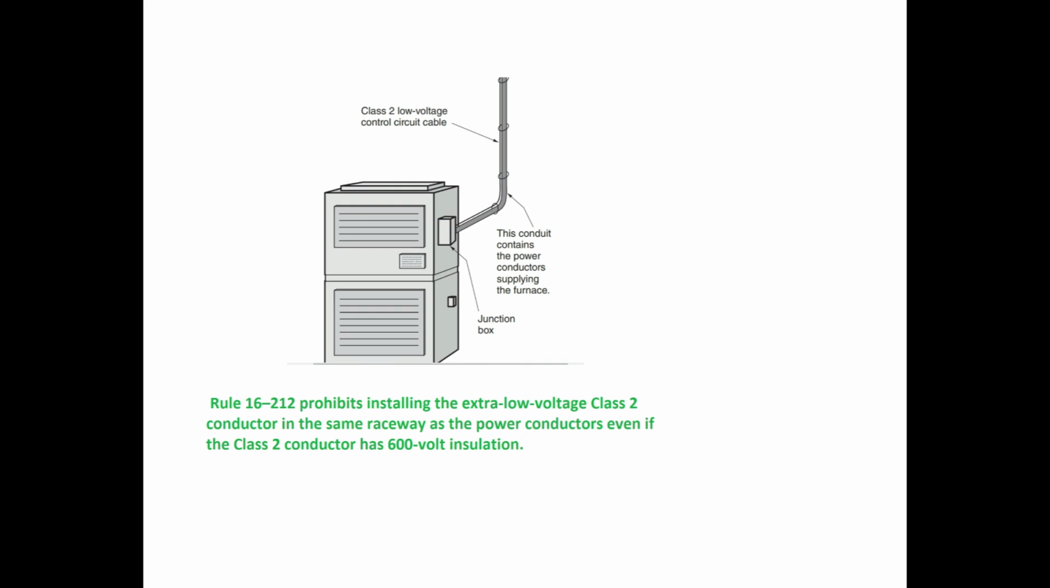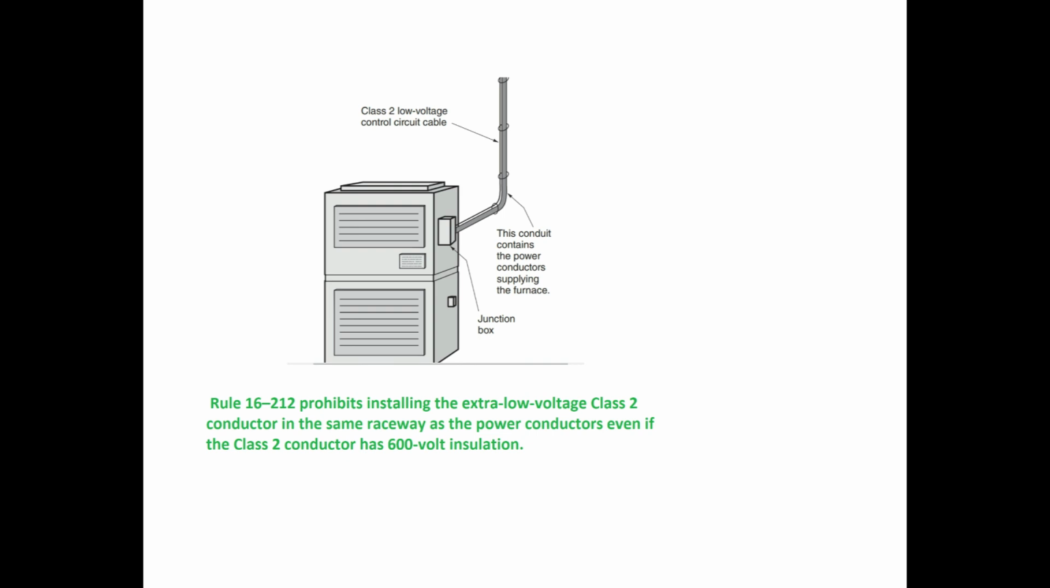Conductors for Class 2 circuits are not permitted to be run in the same raceway, enclosure, box compartment, or fitting with the regular lighting circuits, power circuits, or Class 1 circuit wiring, Rule 16-212-13. Sometimes it is tempting to cut corners by installing Class 2 conductors in the same raceway as the power conductors. Even if the Class 2 conductors were insulated with 600-volt insulation, the same as the power conductors, this is a violation of Rule 16-212-3.